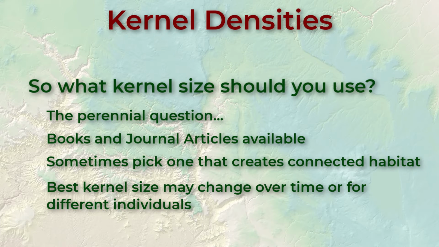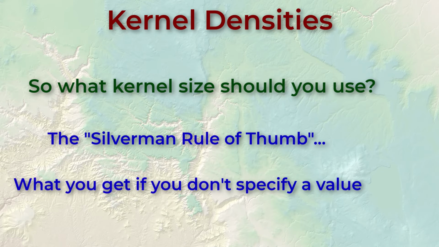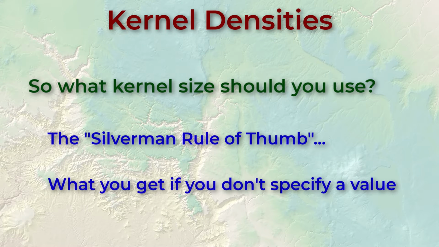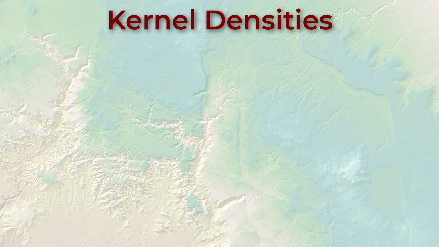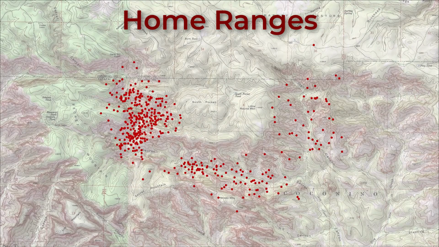Now, ArcGIS will set a default size if you don't specify one based on what they call the Silverman rule of thumb. And I'm going to explain what this means in a minute. There's pros and cons to it, but you really should know what you're doing if you choose that option. Now, once you've generated your density surface, the next step is to decide which part of that density surface represents the home range of your animal. The guiding assumption here is that areas with higher location densities are more important to the animal, on the logic that the animal would probably choose to spend the most time in areas that are most important to it.